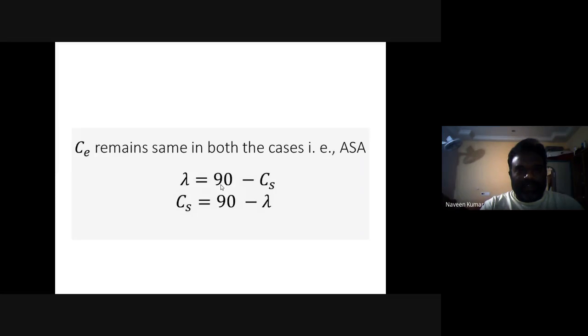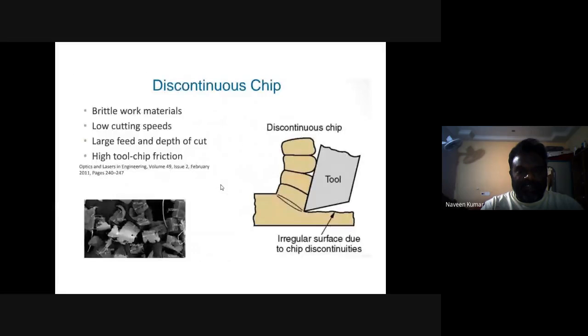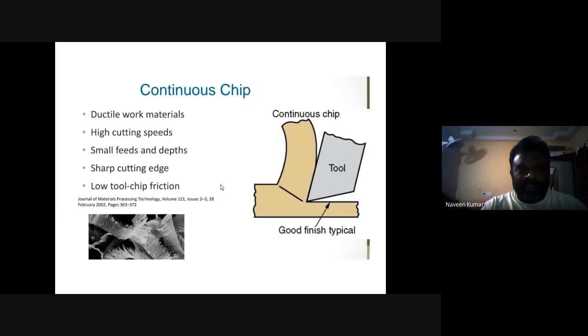Base and orthogonal rate system, conversions, and chip formation. We have discussed the different types of chips produced during the process of machining, and we are done with discontinuous chips. Now put the subheading: continuous chips.